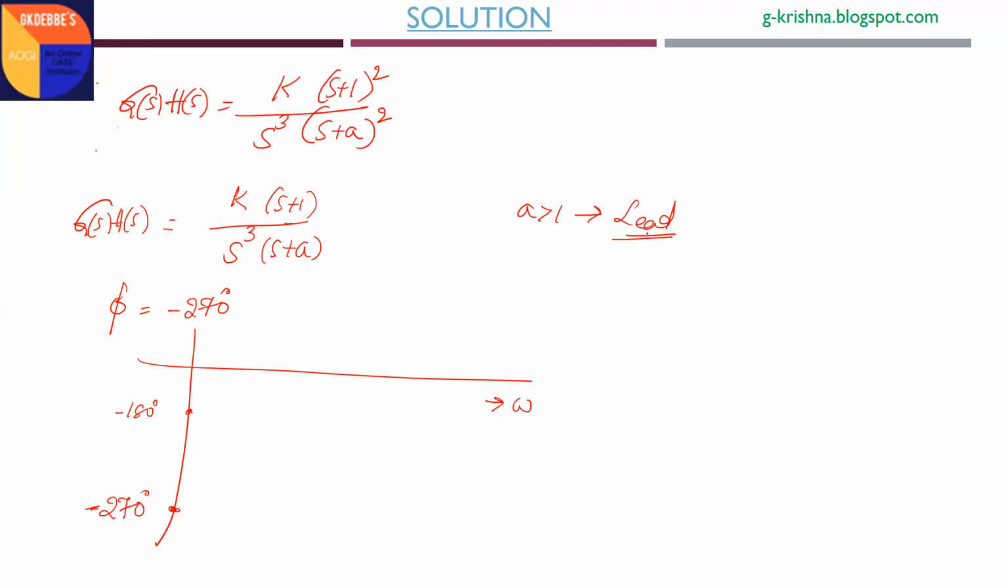But what phase shift can one lead system provide? The maximum phase shift provided by one lead system will always be less than 90 degrees. For minus 270 degrees, if you add less than 90 degrees, the phase angle will be below minus 180 degrees, not above minus 180 degrees. Hence, we have to connect two lead systems. That's why your question is given as (s plus 1) by (s plus a) whole square. By connecting two lead systems, you can definitely get a phase shift greater than 90 degrees, but obviously less than 180 degrees.